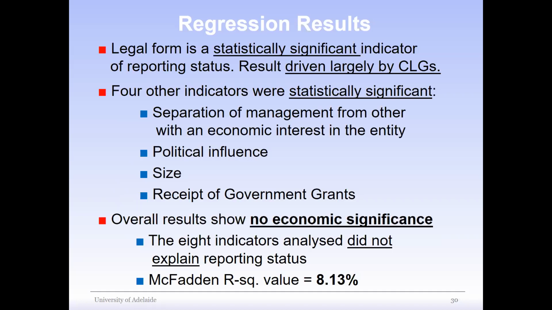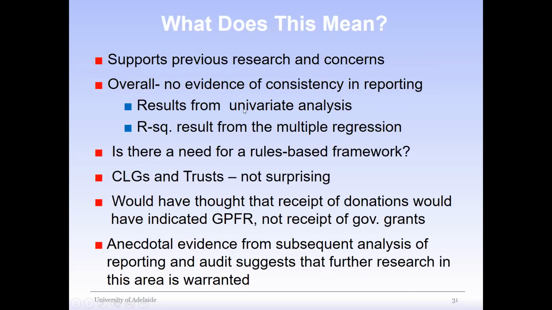There were some statistically significant indicators, and certainly legal form, although that result was largely driven by companies limited by guarantee, that the prevalence there of general purpose financial reporting. This result, I think, really, given we'd worked through the univariate analysis, well, I thought it still might be a little bit high, but it's a pretty low explanatory power there. So what does this mean?